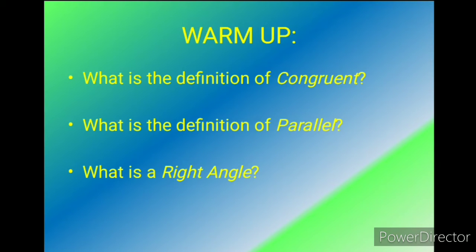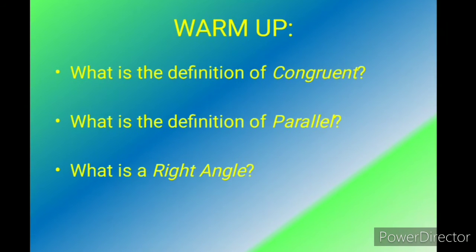What is the definition of parallel? Parallel means two straight lines never meet when we extend them infinitely, right? What is a right angle? An angle whose measure is exactly 90 degrees is called a right angle. Yes, the words congruent, parallel and right angle will often be used in geometry.